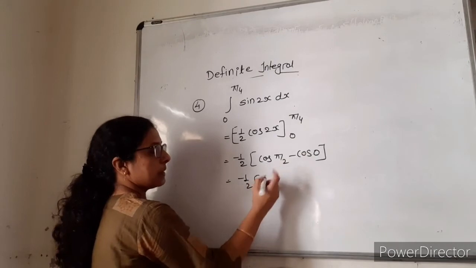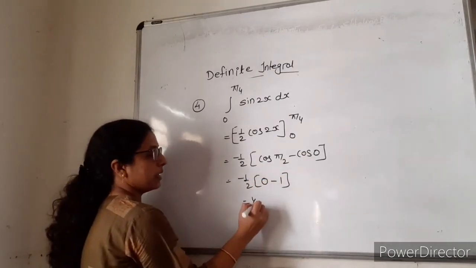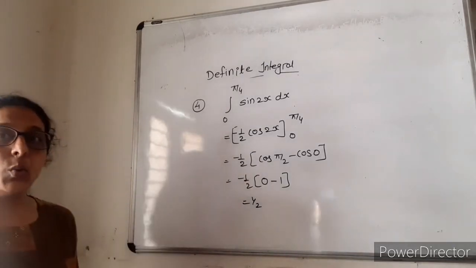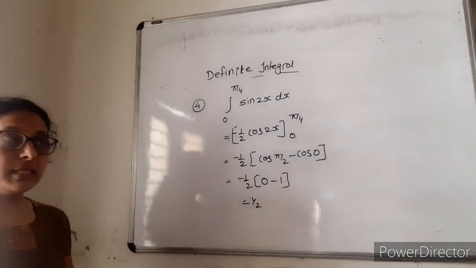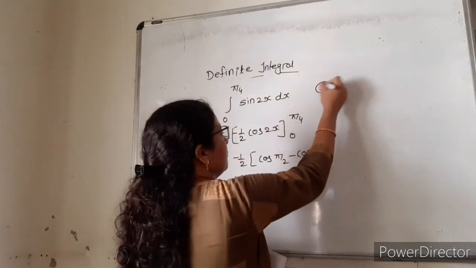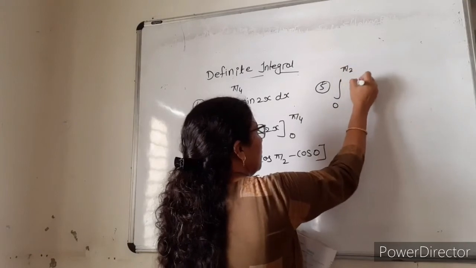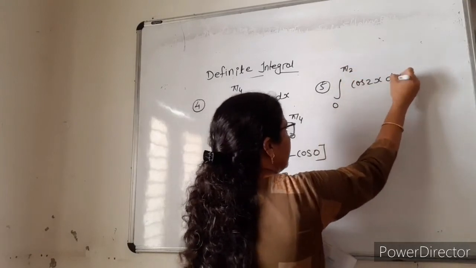Minus cos pi by 2 is 0, cos 0 is 1. Minus minus plus, the answer is 1 by 2 only. This is question number 4. In the same way, question number 5 is the integral from 0 to pi by 2 of cos 2x dx.